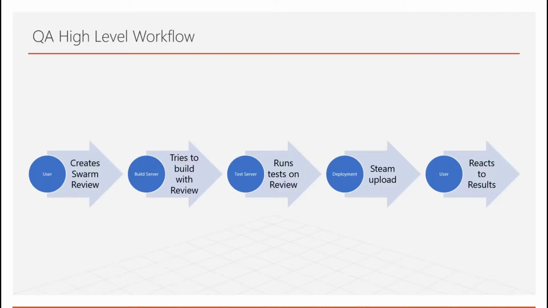And so this is the high-level workflow of our QA pipeline. So the user creates some content and wants to push it to the master. In order to do so, they have to create a Swarm review, which then triggers the build server. The build server will validate that this builds and that there are no errors, which then triggers tests, aka the test server, which runs the tests on the review. And if this works, the user gets notified and can push this. If this is, on the other hand, a full blown deployment process, then from this point on, after the tests have been validated, the build would be sent to Steam.